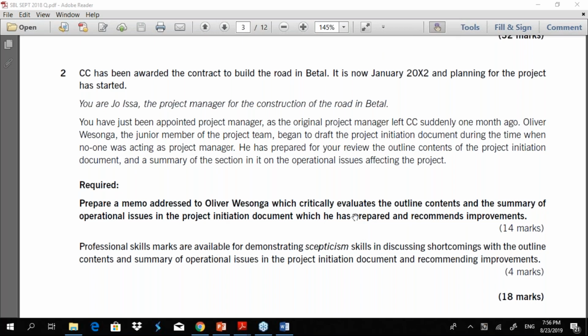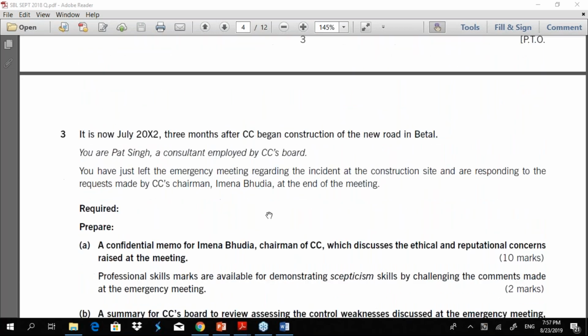So memo is the first thing, then critical evaluation of the outline contents and summary of operational issues in the PID, which he has prepared, and recommend improvements. And then we must show skepticism in our professional skill. And we have 14 marks and 4 marks of skill.